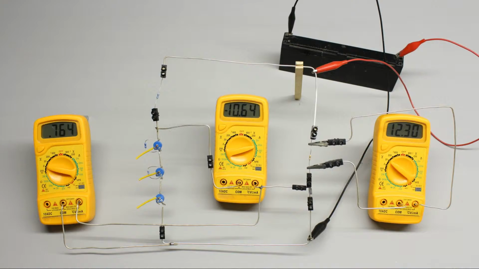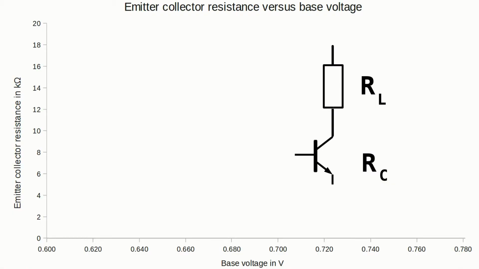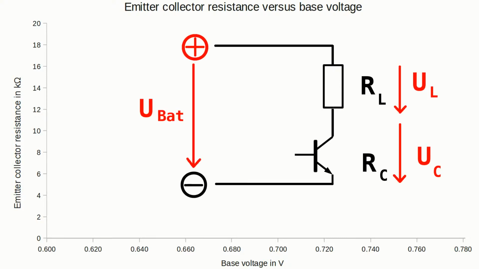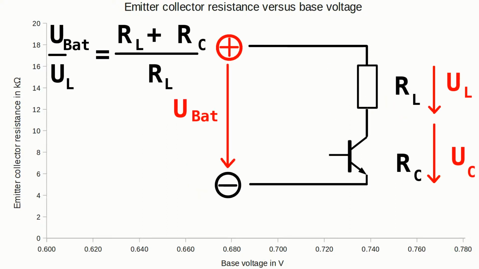The resistance of the transistor's emitter collector line can be calculated to be able to plot those values in relation to the base voltage. All we need to know is the resistance value of the load resistor, the voltage drop at this device, and the battery voltage. The relation between the voltage output of the battery and the voltage drop at the load resistor equals the relation between the total resistance and the resistance of the load resistor.